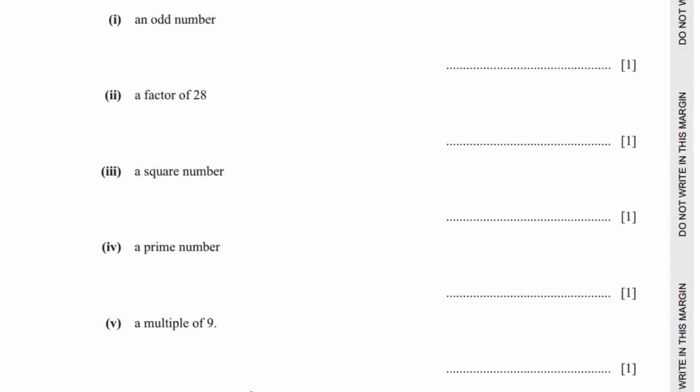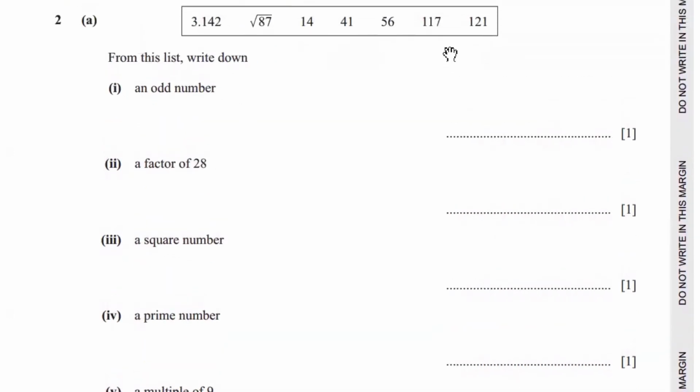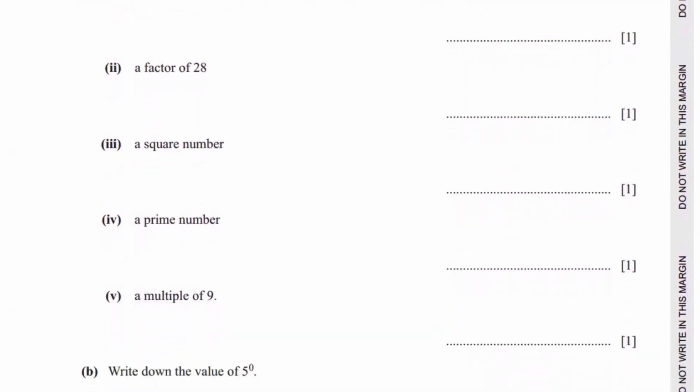Then a multiple of 9. The multiple of 9 over here is 117 because 117 divided by 9 is going to be 13.